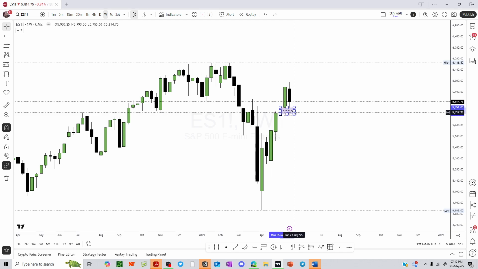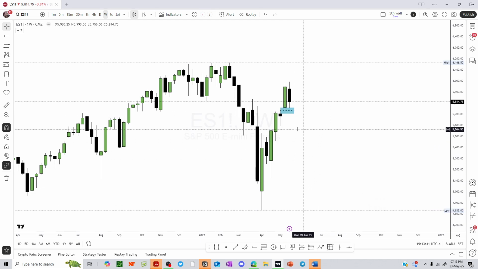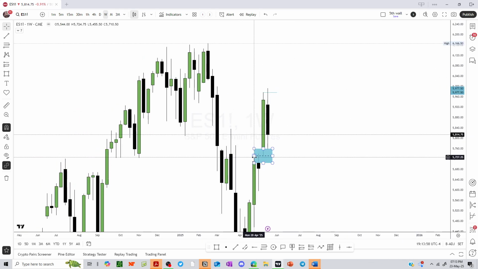So looks like this was a weekly draw, this volume imbalance on the ES. Price ran the high of the previous week, and traded down into this volume imbalance. The volume imbalance is between these two candles, the May 5th and May 12th candles. This area here where there's no bodies, just wicks, that's the volume imbalance. Looks like price traded right down into it.